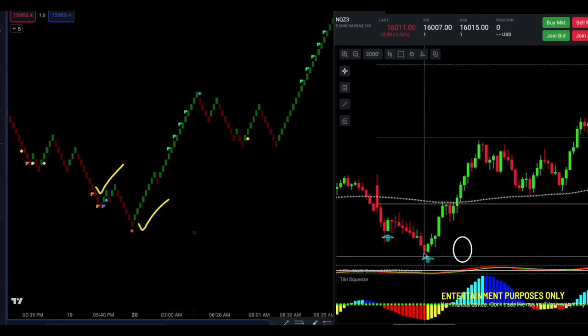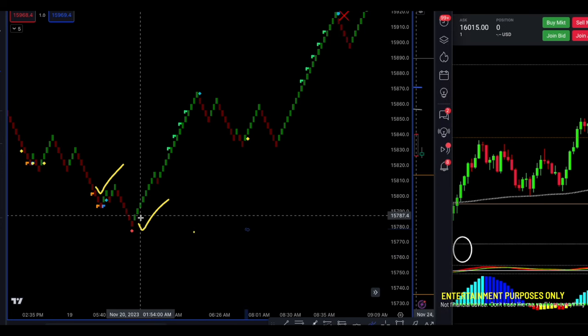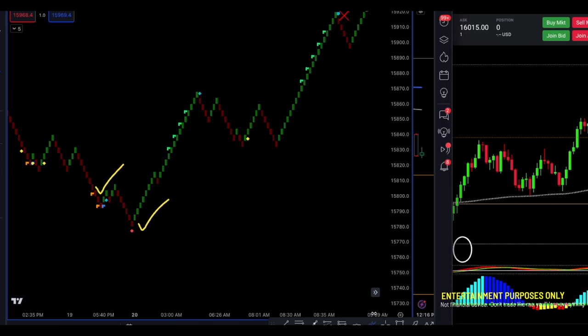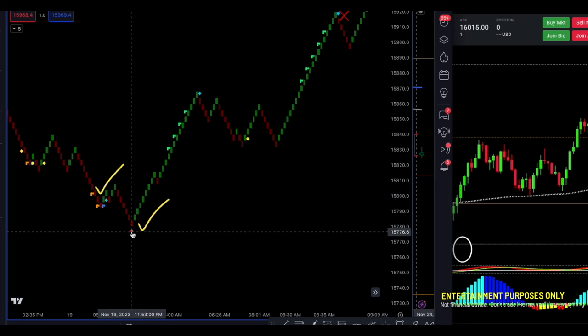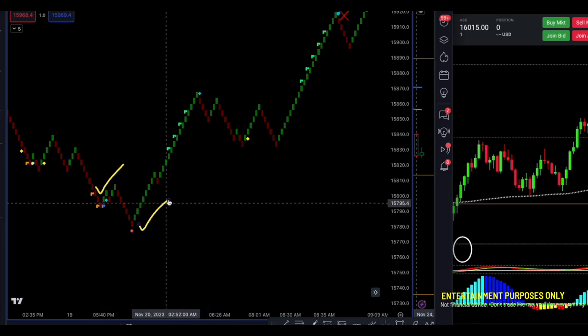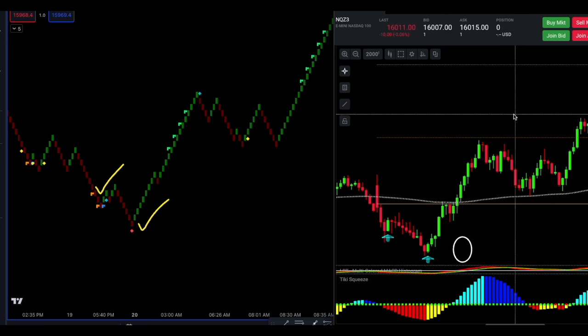So I got a squeeze relax, dead simple reversal. And over here, I got a double bottom and a buy signal squeeze right here. So I'm going to go ahead and take that trade. So that's it. You get the idea. Thank you for watching.